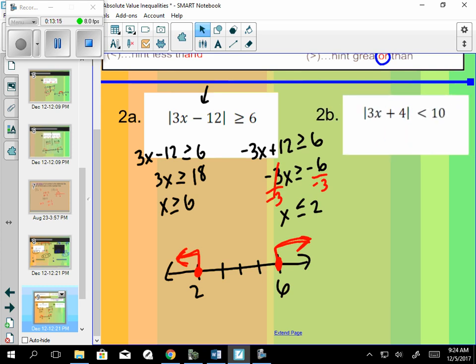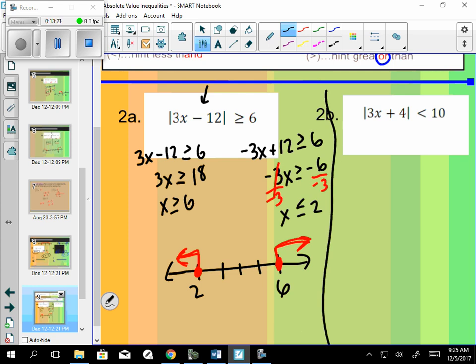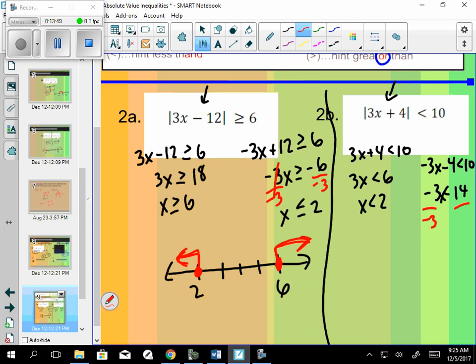All right, let's try the second one of those. So for this one, same thing. If we solve this, 3x plus 4 is less than 10. Minus 4, divide by 3, we get x is less than 2. But also the opposite of what's in here could be less than 10. So the opposite would be -3x minus 4 is less than 10. So here add 4, you get 14. Divide by -3. Okay, we're dividing by a negative, so we got to switch the sign the other way.